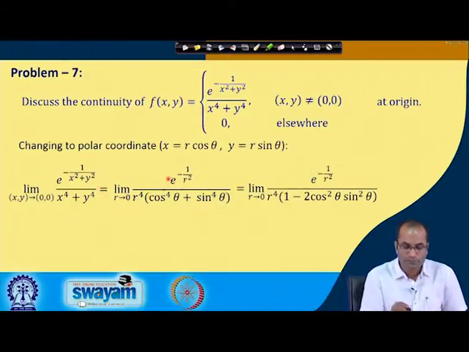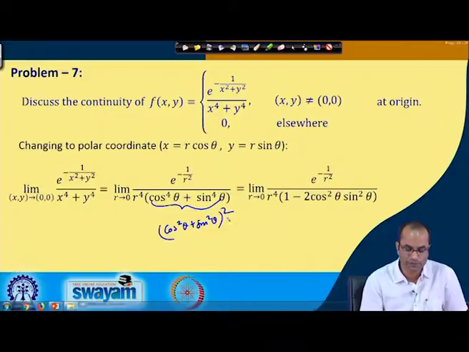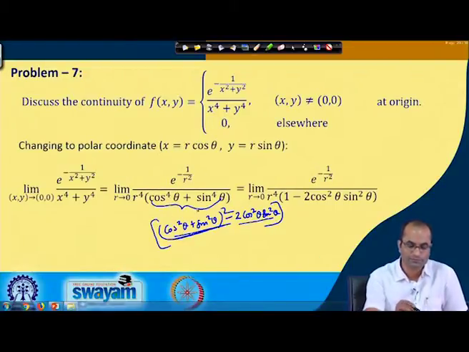Now here we can do a little bit of manipulation. The term cos 4 theta plus sin 4 theta we can make into a square term: cos square theta plus sin square theta, whole square, minus 2 times cos square theta sin square theta. Because when we open this square we get cos 4 theta plus sin 4 theta and 2 times the product, which is cancelled by this subtracted term. So we will get this expression.